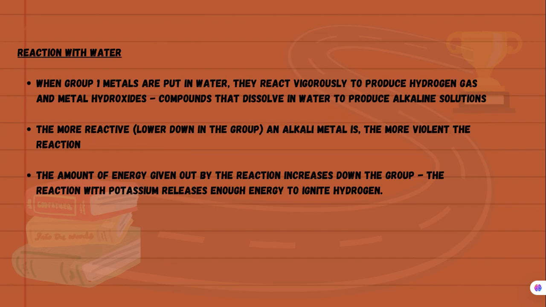Reaction with water. When group 1 metals are put in water, they react vigorously to produce hydrogen gas and metal hydroxide, compounds that dissolve in water to produce alkaline solutions. The more reactive an alkali metal is, the more violent the reaction. The amount of energy given out by the reaction increases down the group. The reaction with potassium releases enough energy to ignite hydrogen.